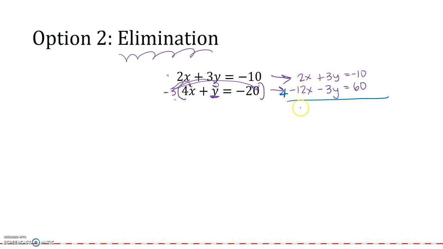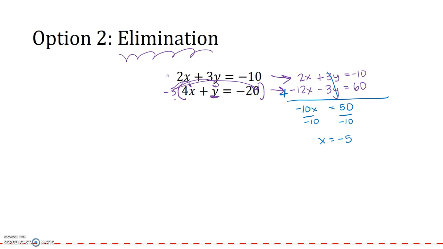So 2x minus 12x would be negative 10x. Positive 3y minus 3y is just 0, so I don't need to worry about that anymore. And then negative 10 plus 60 is positive 50. And then I divide both sides by negative 10. And so x is negative 5, just like before.